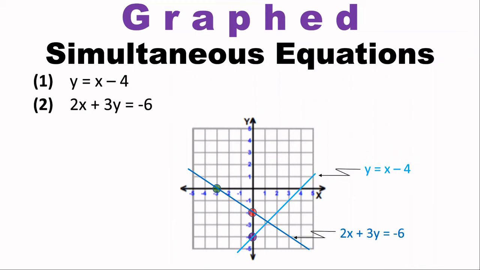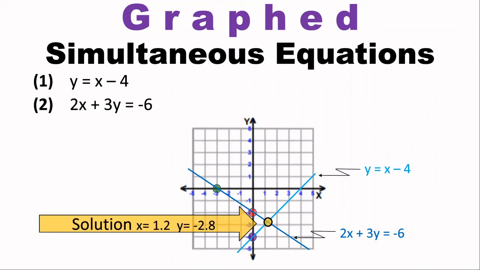And I can see that the solution to these simultaneous equations is the one point, so the one combination of x and y values that obey both of these rules. That is, they fall on both of those lines. Now, it might be difficult to see from my graph, but that point there is where x is equal to 1.2 and y is equal to negative 2.8. That's the coordinate point 1.2, comma, negative 2.8.